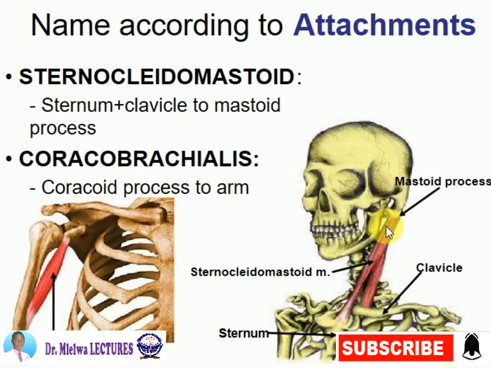Another very common muscle is the sternocleidomastoid muscle. You can see this muscle is called the sternocleidomastoid muscle. We have the clavicle here, we have the sternum, and then the mastoid process of the temporal bone. You can see this muscle starts there at the sternum. There is also another head that comes from the clavicle, and both go to the mastoid process. So sternum plus clavicle to mastoid process, sternocleidomastoid muscle.